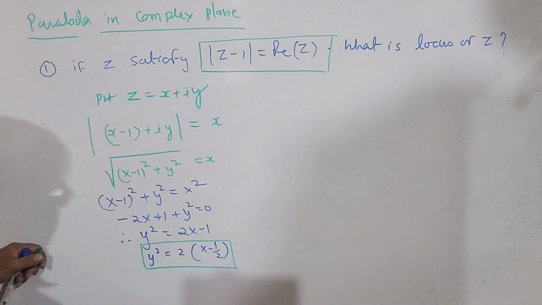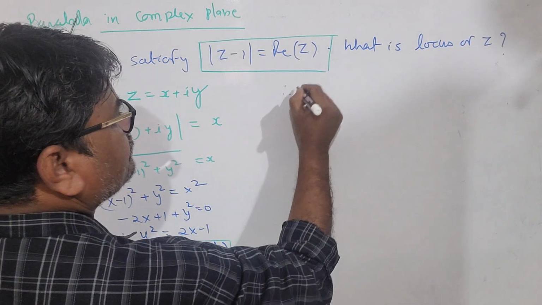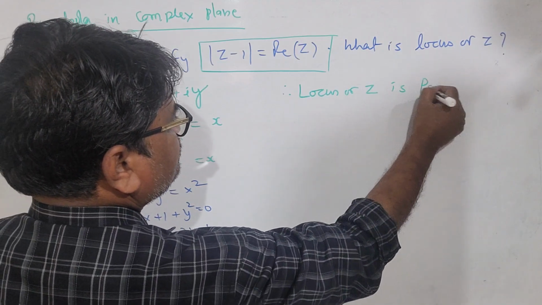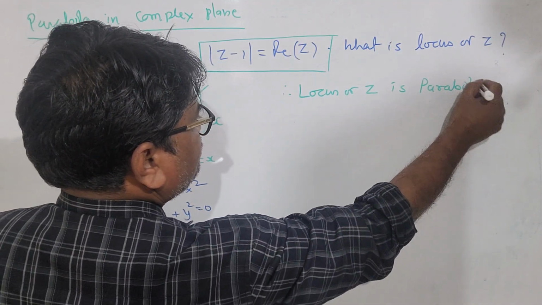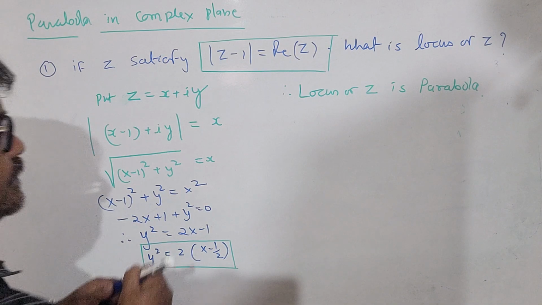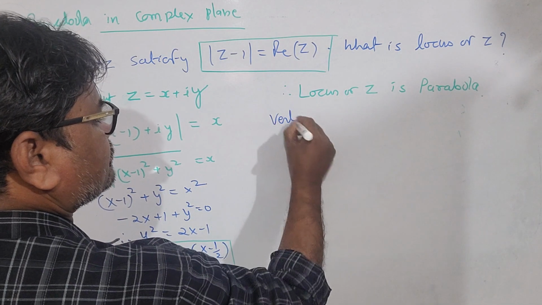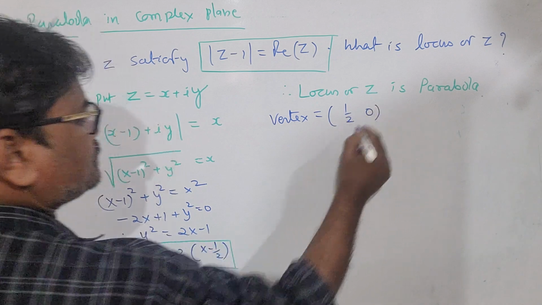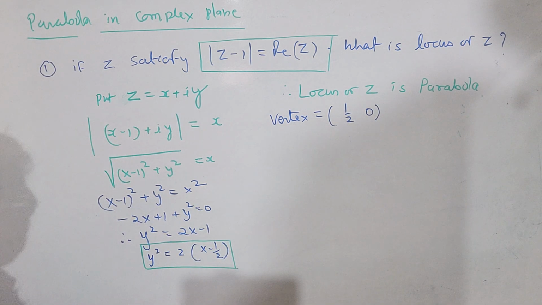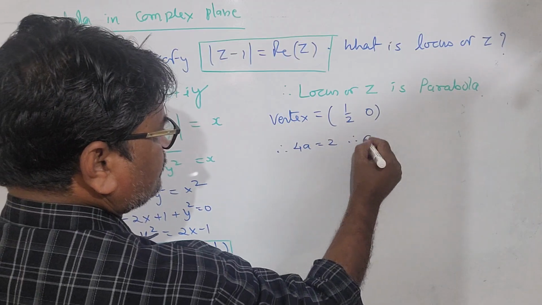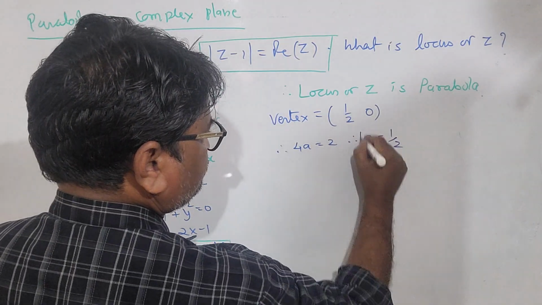So the locus of z is a parabola. Now further they can ask what is the vertex of the parabola. So the vertex is (1 by 2, 0). What is the value of a here? See, 4a equal to 2, therefore a equal to 1 by 2.